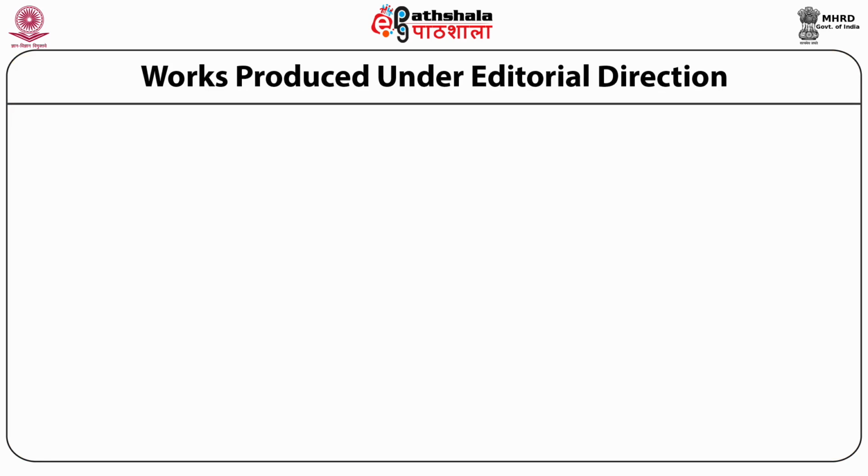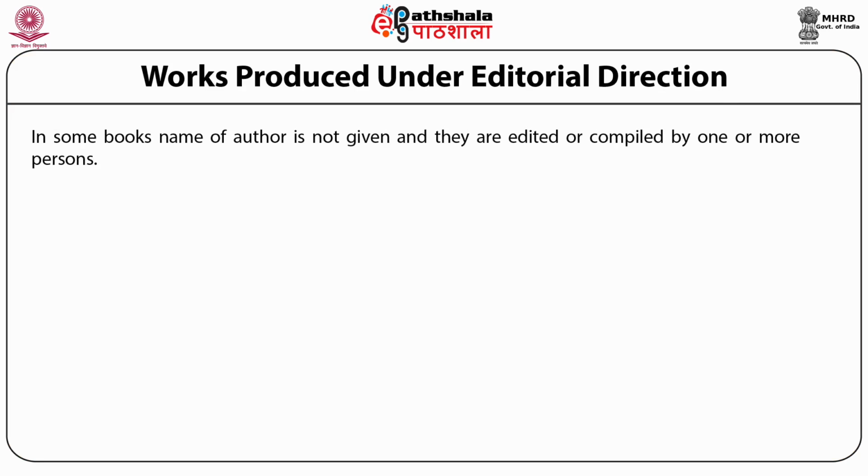Works produced under editorial direction. In some books, the name of the author is not given and they are edited or compiled by one or more persons. Such works are known as collections and works produced under editorial direction. In both the codes CCC and AACR-2R, separate rules are prescribed for the choice and rendering of heading.